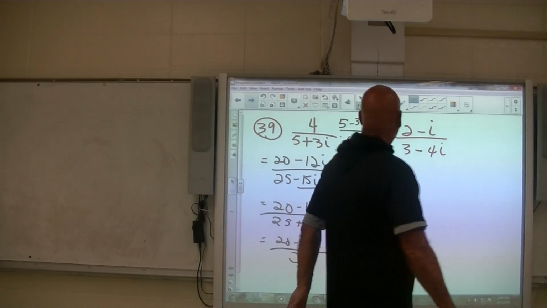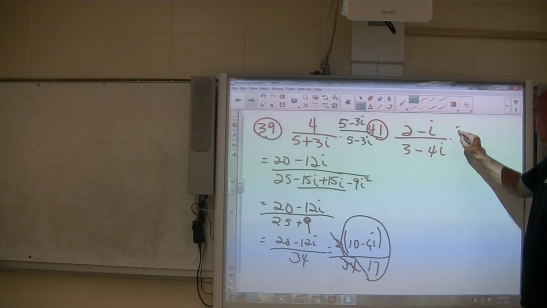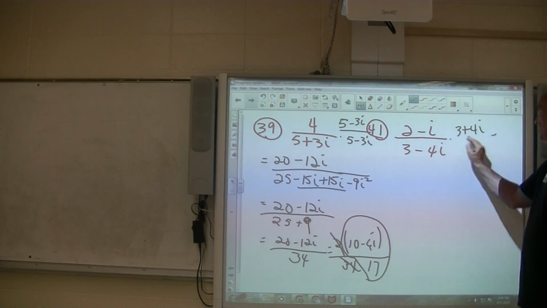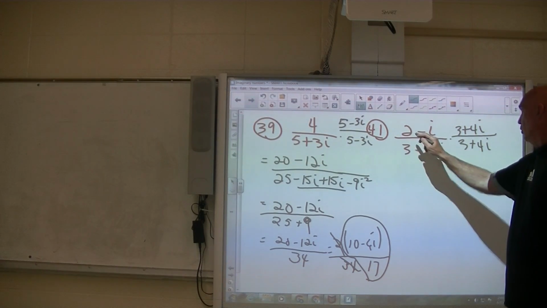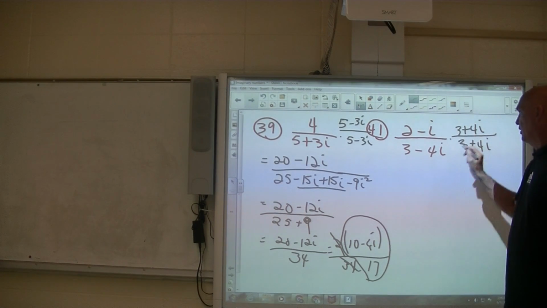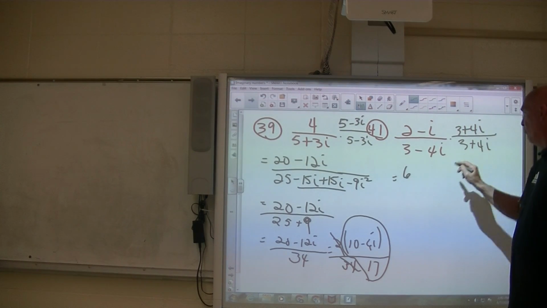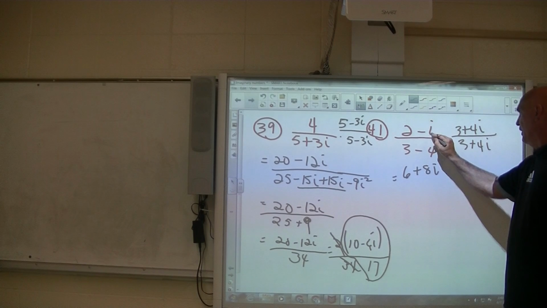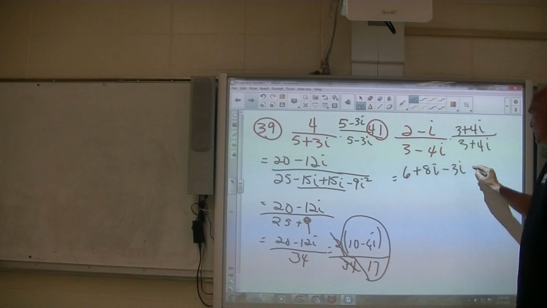Same thing over here. Here's another one, same thing. Just multiply by the conjugate over itself. So multiply by 3 plus 4i over itself. And let me just go through this one more time. So it's a binomial up here, every term over here times every term over there. 2 times 3 is 6. 2 times 4i is 8i. Negative i times 3 is negative 3i, and negative i times 4i is negative 4i squared.